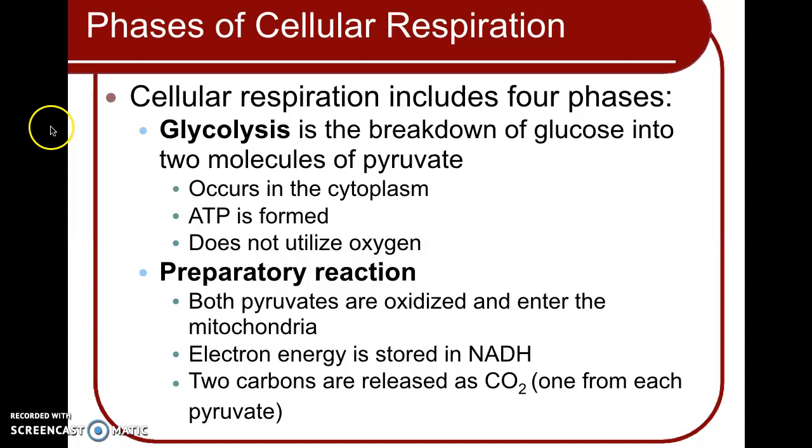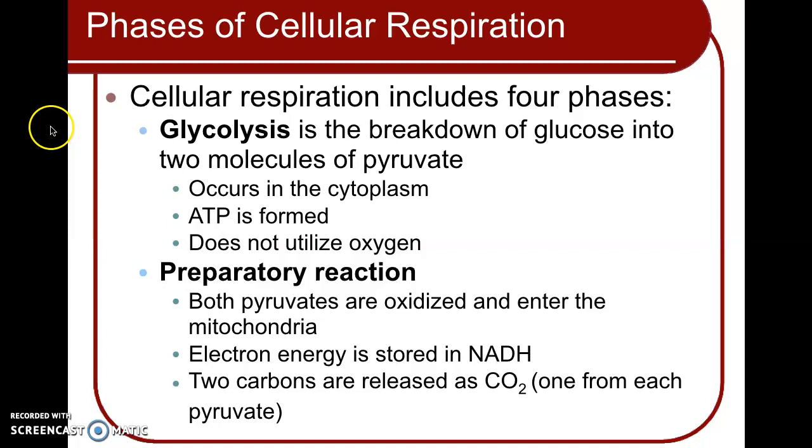So the phases of cellular respiration. Cellular respiration includes the 4 phases. All right, these are all important. I want you to know these: glycolysis, preparatory reaction, citric acid cycle, and the electron transport chain. You should know these.